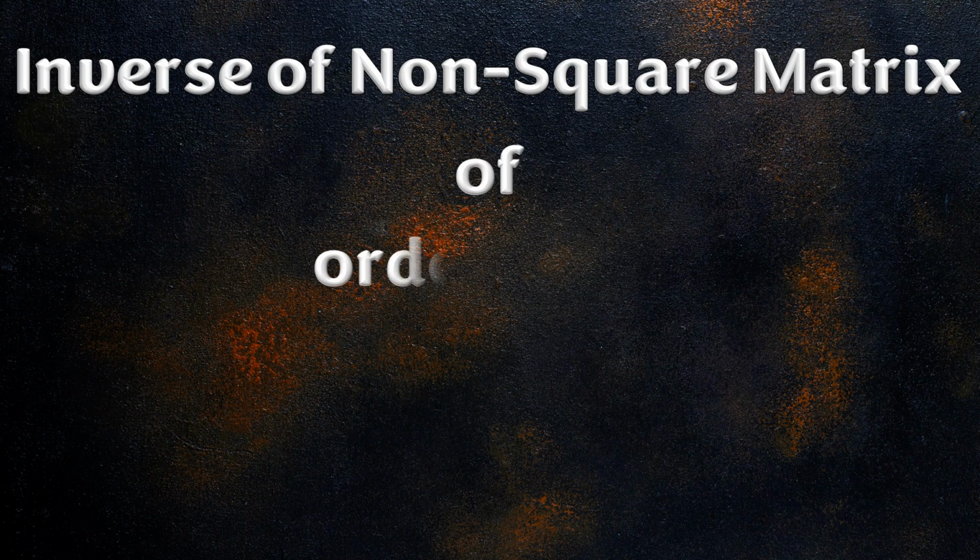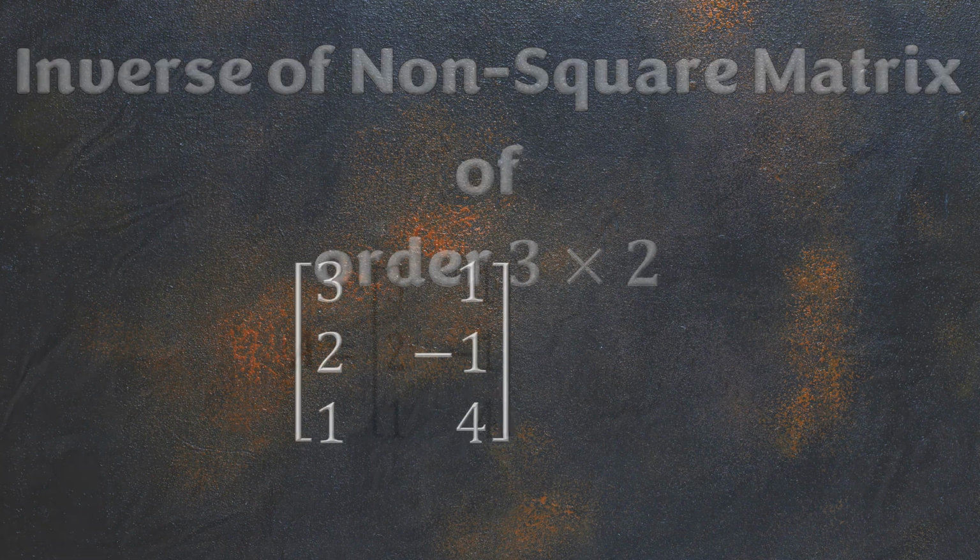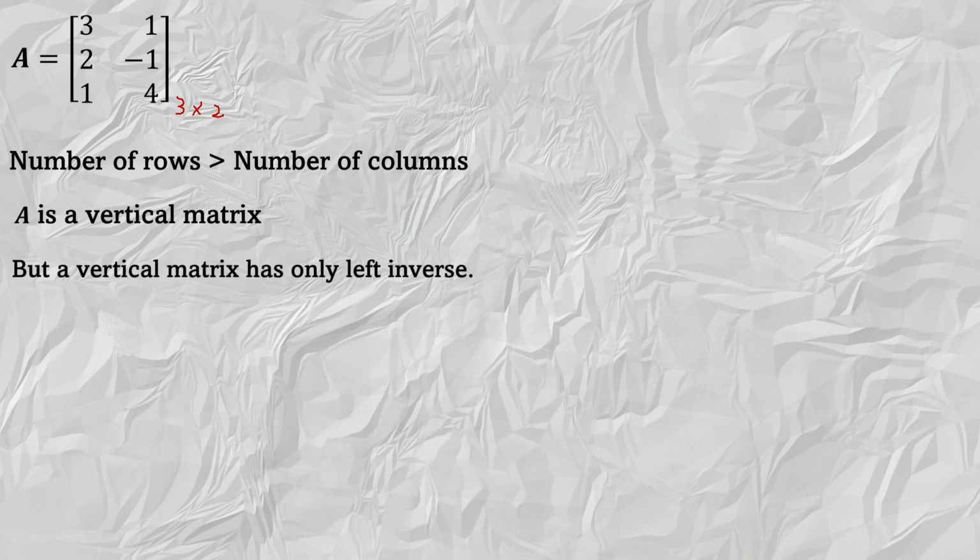In this video, we shall find the inverse of a non-square matrix of order 3 cross 2. Let's label this 3 cross 2 matrix as matrix A. Here we see that the number of rows is greater than the number of columns, so this matrix is a vertical matrix. We also know that a vertical matrix has only a left inverse.